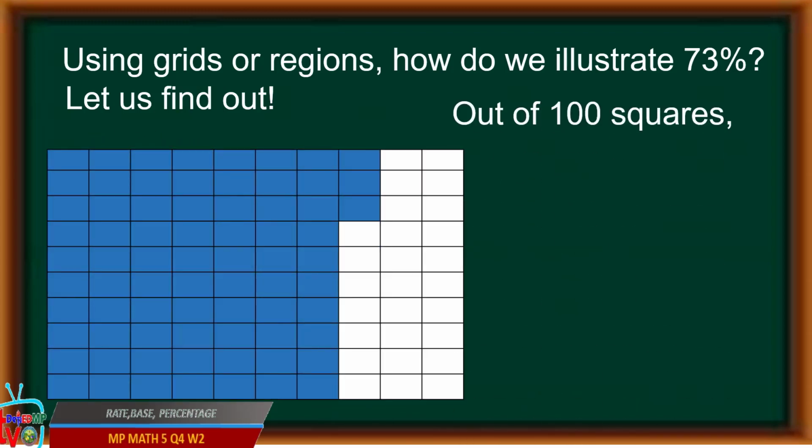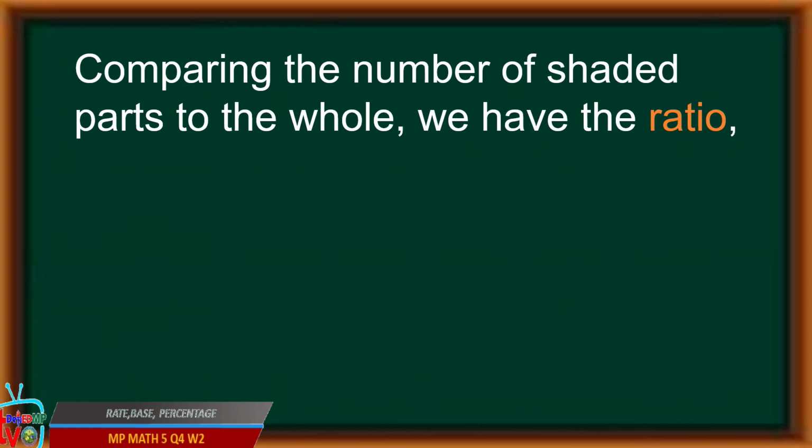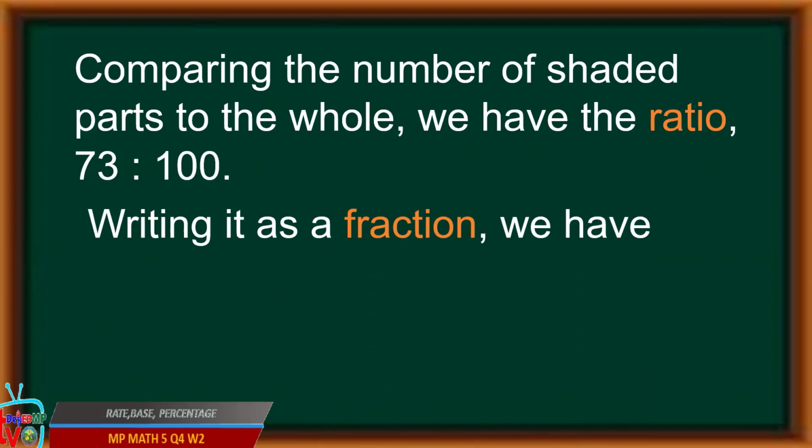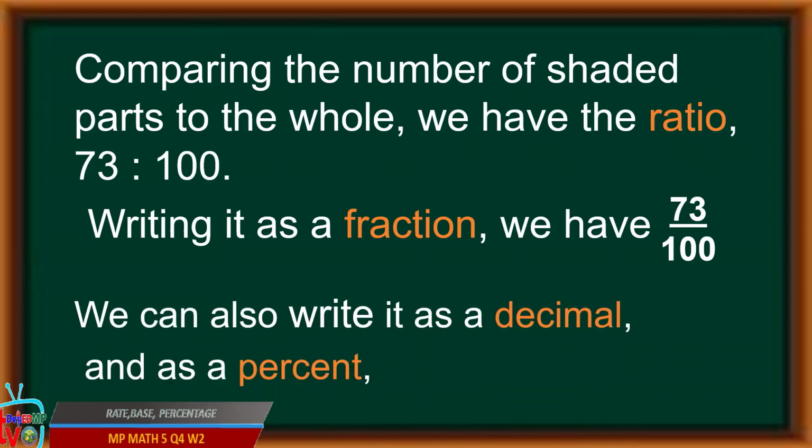Out of 100 squares, 73 squares are shaded. Comparing the number of shaded parts to the whole, we have the ratio 73:100. Writing it as a fraction, we have 73/100 or 73 hundredths. We can also write it as a decimal 0.73 or 73 hundredths, and as a percent, 73%.